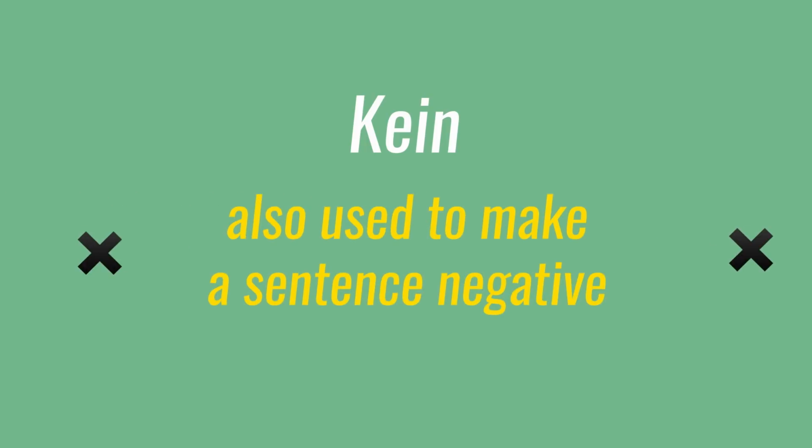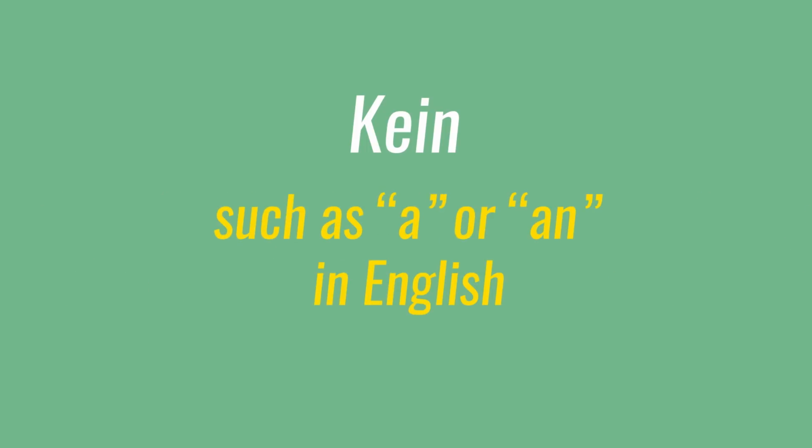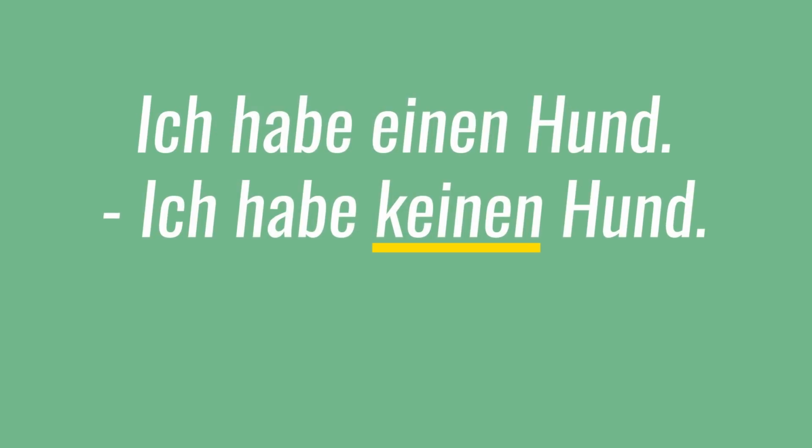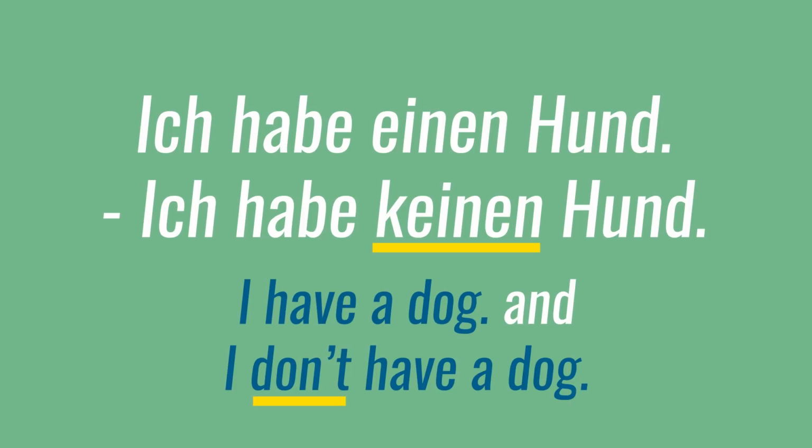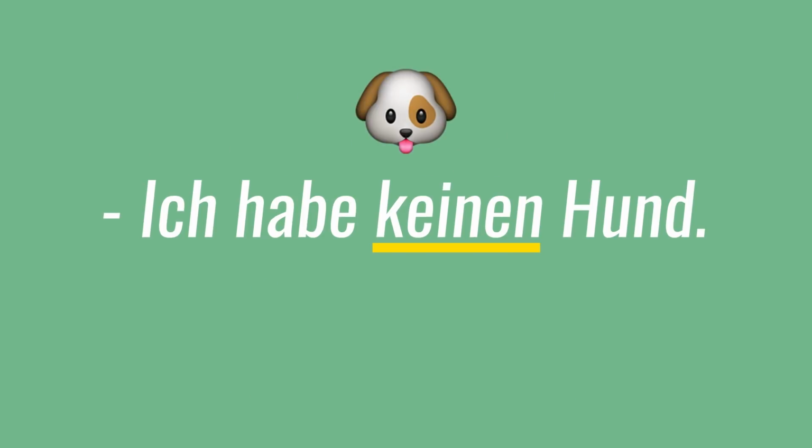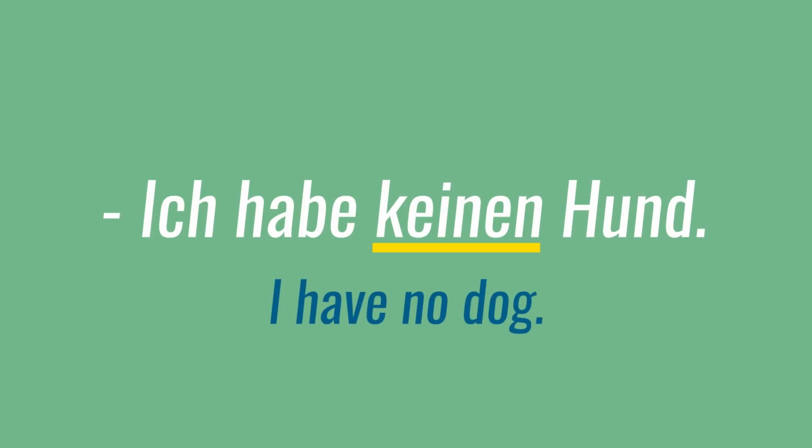Kein is also used to make a sentence negative. However, it's only used before nouns with an indefinite article, such as a or an in English, or no article at all. In these cases, kein replaces the need for nicht. For example, ich habe einen Hund. Ich habe keinen Hund, which means I have a dog and I don't have a dog, respectively. The second sentence literally means I have no dog. Let's do some more examples so you can learn how to use nein, nicht, and kein more effectively.